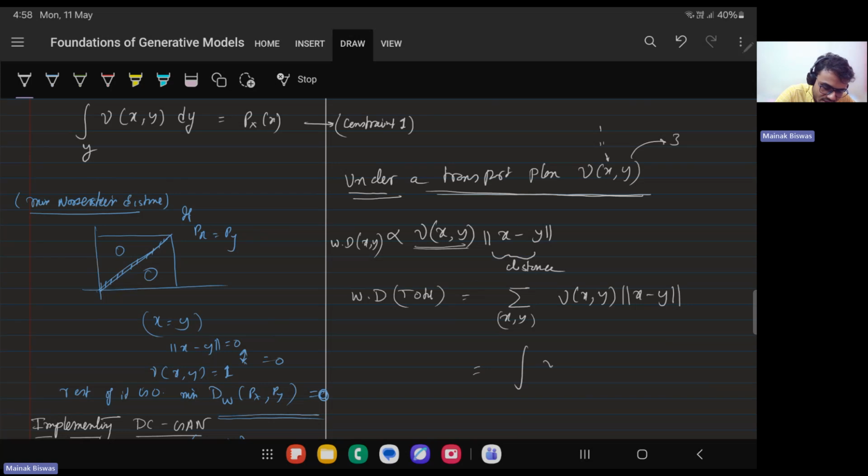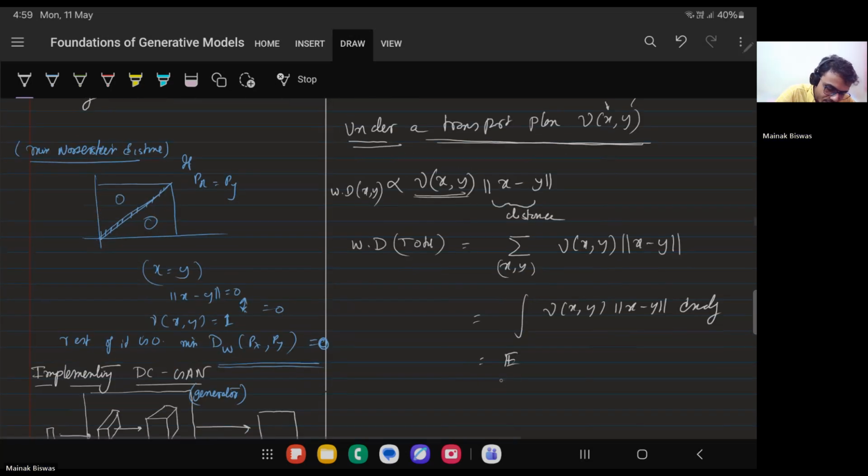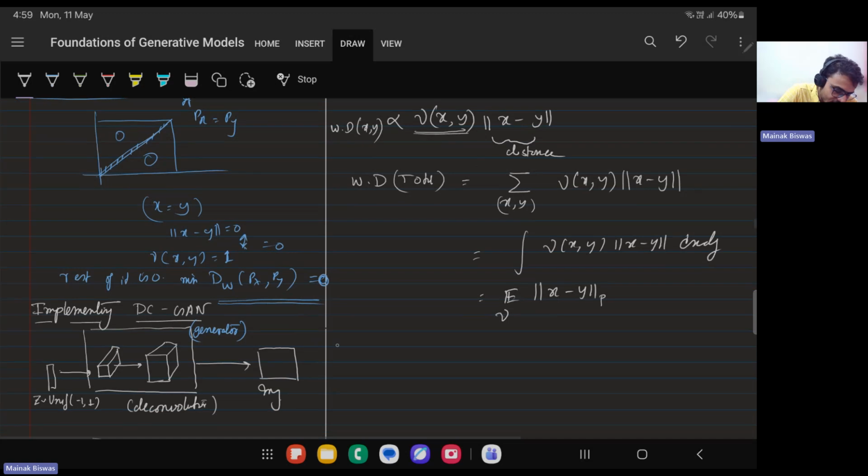Clearly this is the total sum. In continuous space, this is going to be the integral of mu of x, y times the distance x minus y, dx dy, which is nothing but the expected value over nu's distribution of x minus y. This is some p norm that you will have. So the Wasserstein distance is the total work done for the transport plan mu. There could be multiple transport plans, like infinite of them.